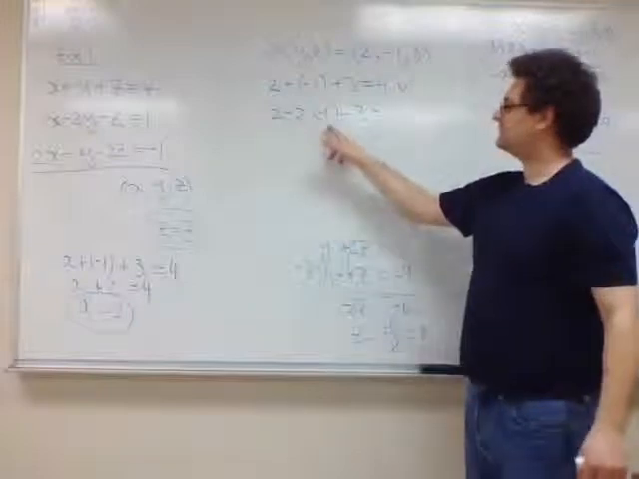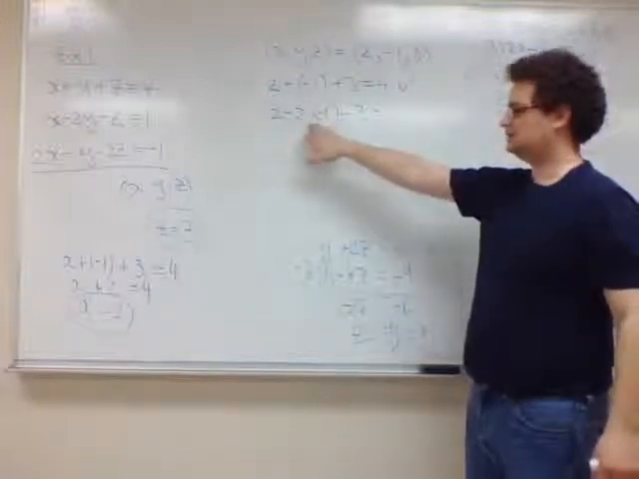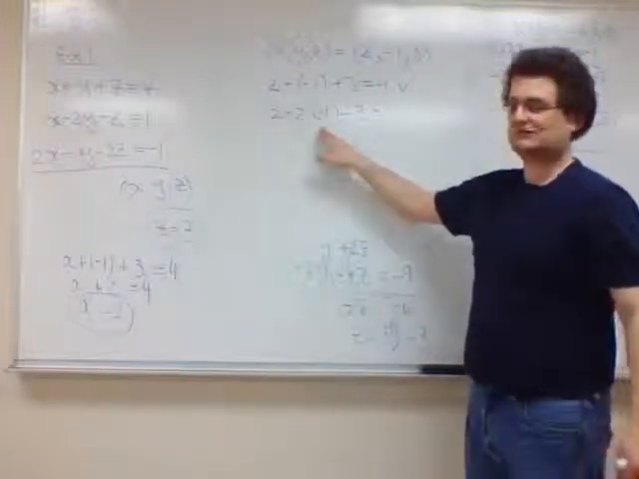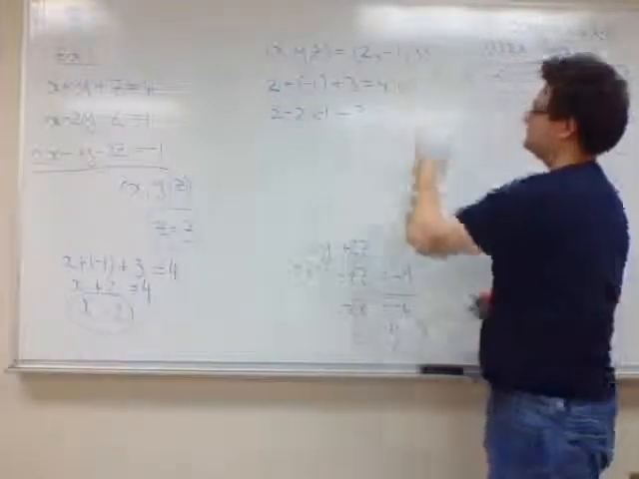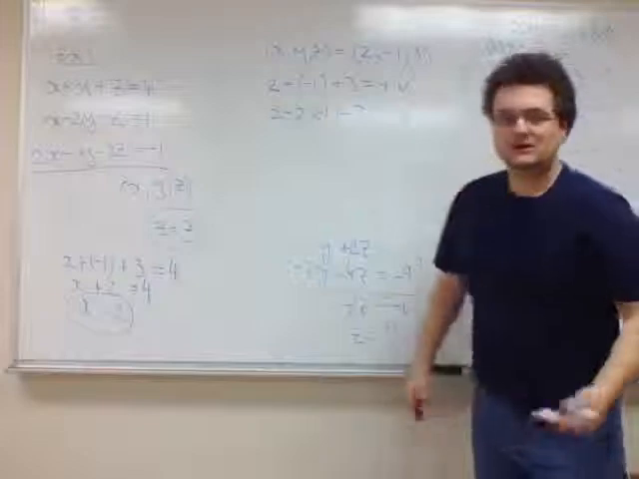Well, minus 2 times minus 1, that's plus 2. And we have 2 plus 2, that's 4. And minus 3, that's really equal to 1. So this is also correct. Are we done with checking?